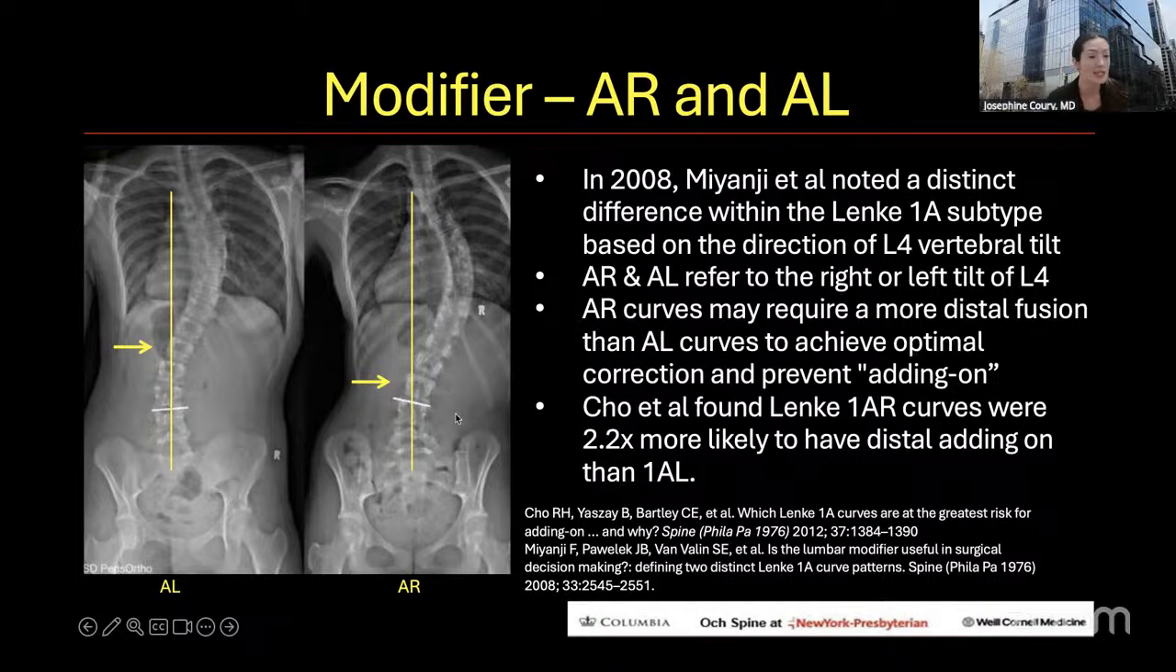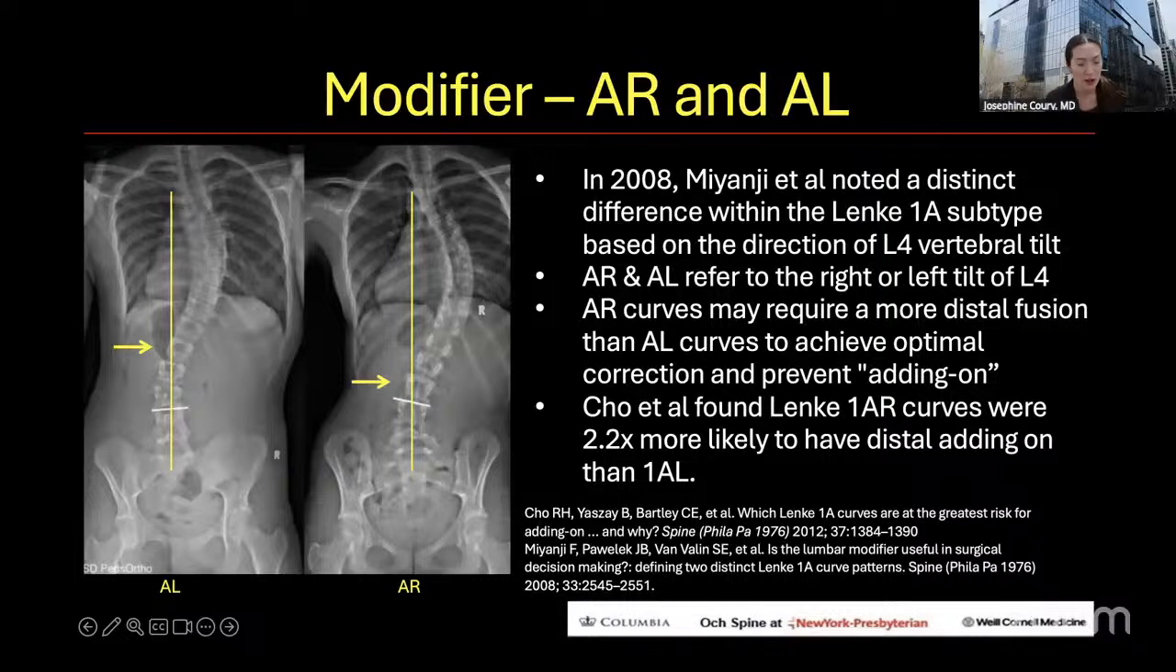But in general, the significance and importance of this is that patients who have a right tilt more frequently require a more distal fusion to achieve an optimal correction and prevent adding on, as compared to patients who have an AL tip, which you can see here. This patient's last touch vertebra is L1. This seems much more favorable for a shorter fusion construct.